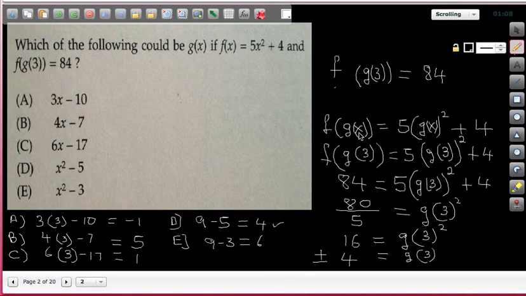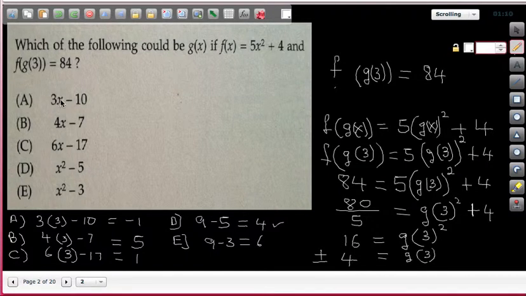Consider f of g of x. That would be 5 times g of x squared plus 4. Now consider f of g of 3, which is 5 times g of 3 squared plus 4. 84 is equal to 5 times g of 3 squared plus 4. Subtract 4 from 84, you get 80 is equal to 5 times g of 3 squared. Then dividing by 5 gives you 80 divided by 5, and you get 16. So 84 minus 4 divided by 5 is 16, and that is g of 3 squared. Square root both sides, and the answer is plus or minus 4.